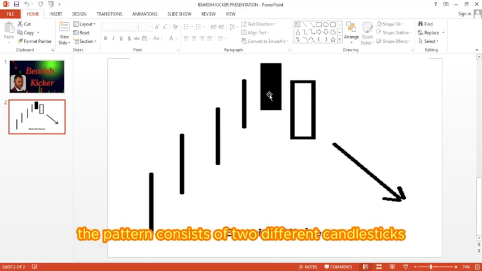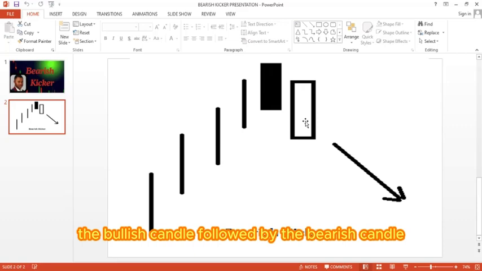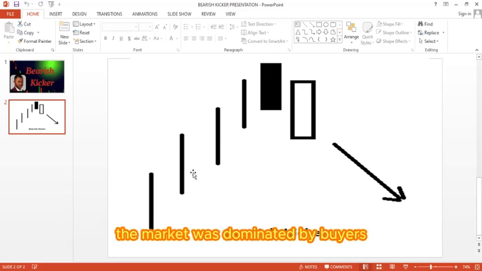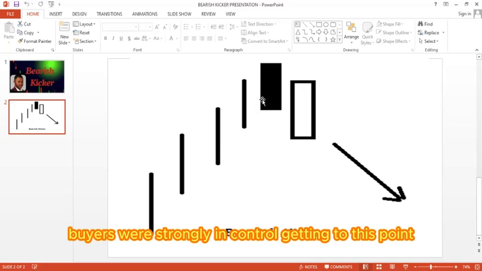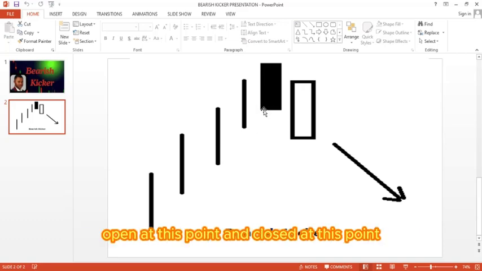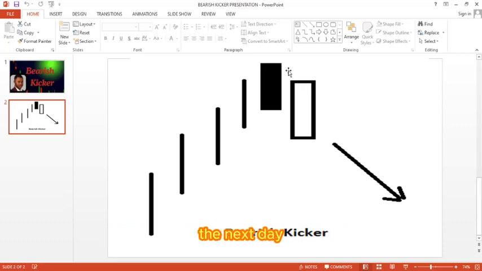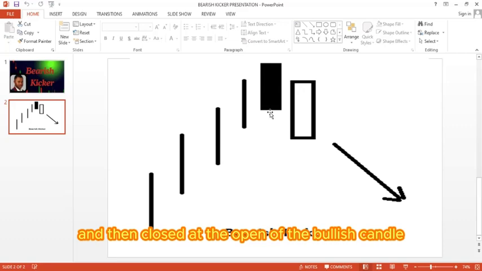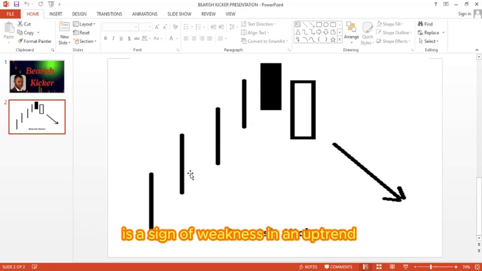The pattern consists of two different candlesticks of opposite color: the bullish candle followed by the bearish candle. These two candlesticks make up the bearish kicker pattern. The market was dominated by buyers. Buyers were strongly in control. Getting to this point, a bullish candle opened at this point and closed at this point. The next day, a bearish candle opened at the body of the bullish candle and then closed at the open of the bullish candle. This is a signal that buyers are losing momentum. It's a sign of weakness in an uptrend, signaling bearish reversal.